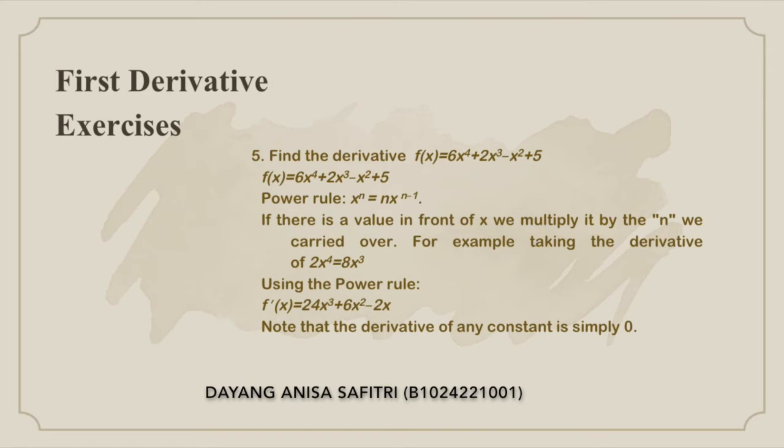For example, taking the derivative of 2x^4 equals 8x^3. Using the power rule, the first derivative of this form is f'(x) equals 24x^3 plus 6x^2 minus 2x. Note that the derivative of any constant is simply 0.